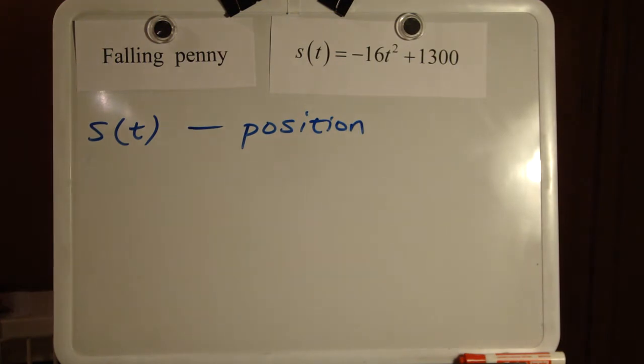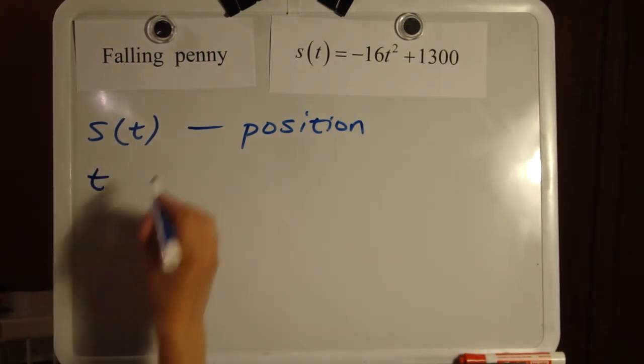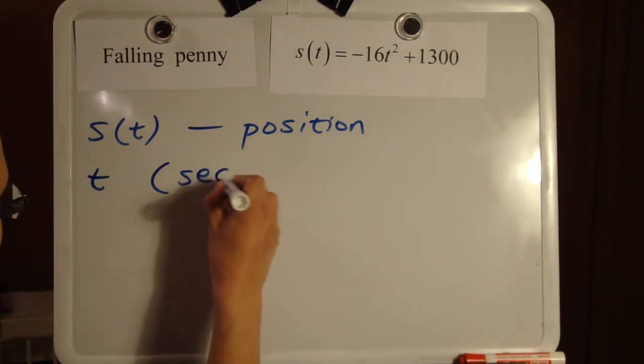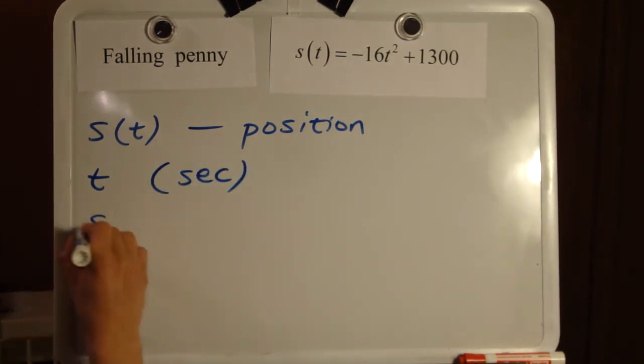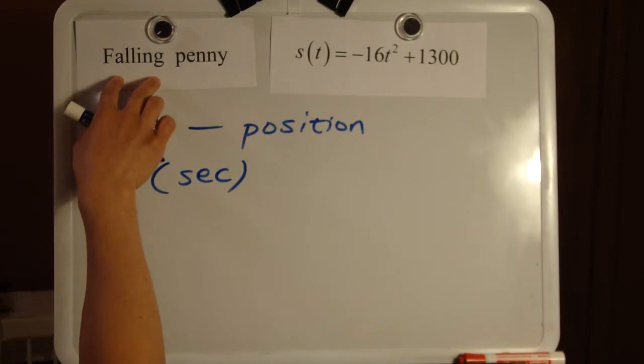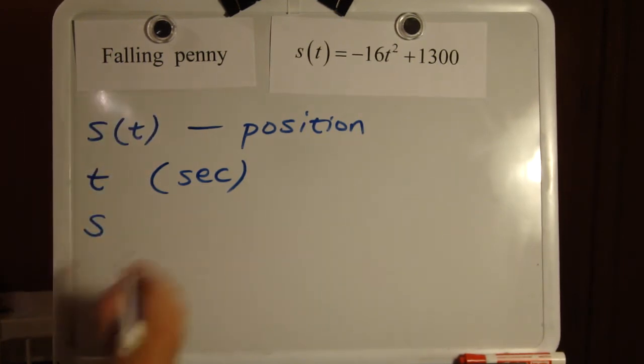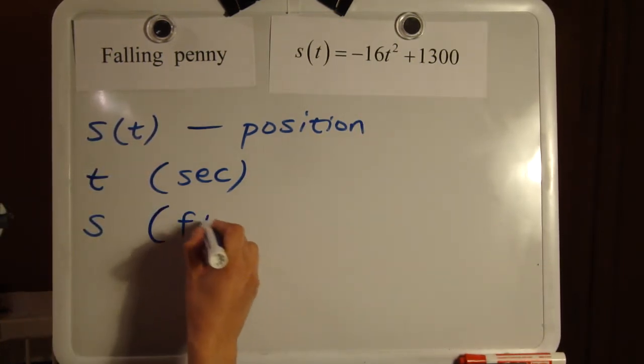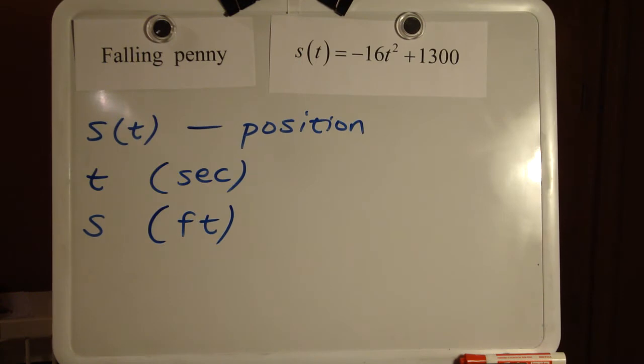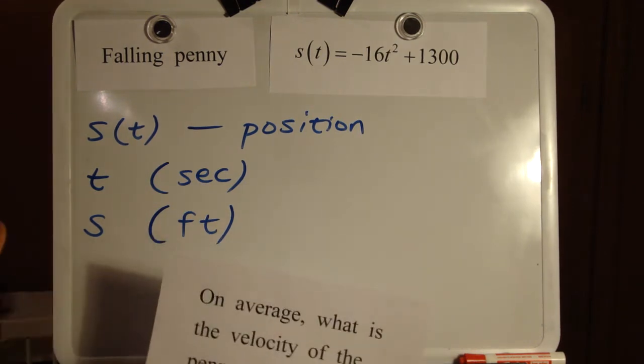Okay, and then based on the data that we're collecting here, t is going to indicate naturally time. This will be in seconds. And then s represents the position, right, or the height of the falling penny. And this we will record in feet. So based on this, we're just going to try to answer a couple of questions. So this will be the first one we can take a look at.